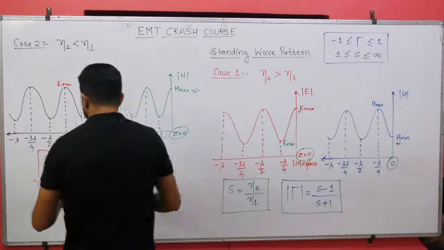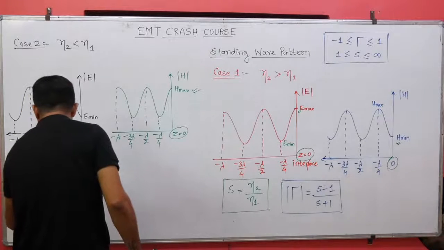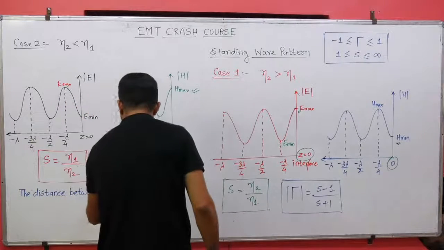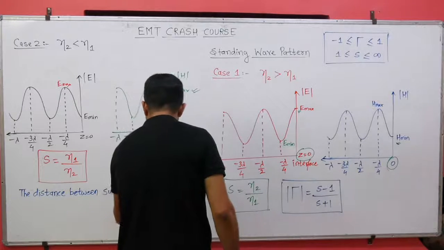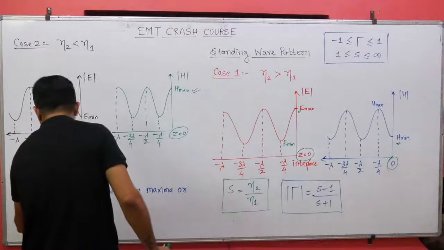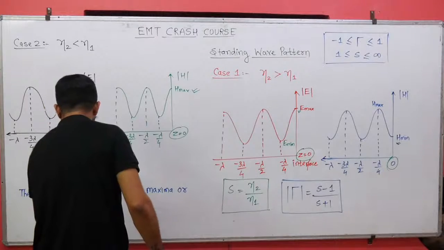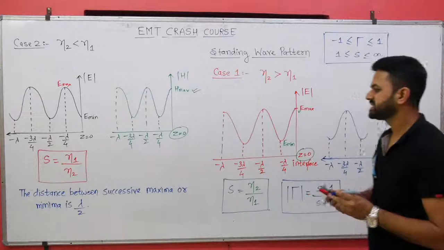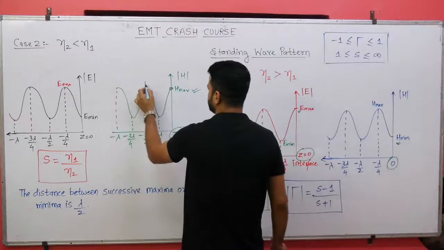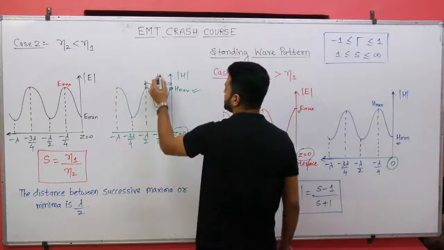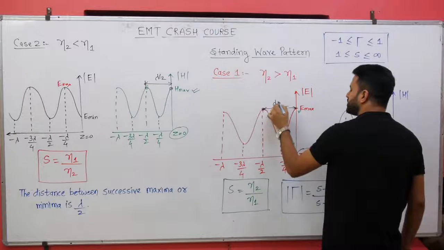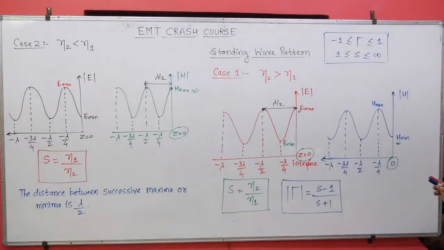Now write the distance between successive maxima or minima is lambda by 2. That is important. The distance between successive maxima or minima is always lambda by 2. You can see this is a maximum, this is a maximum. When you measure the distance, you will find that it is lambda by 2. Here also this is a maximum, this is a maximum, and the distance is lambda by 2, like that.